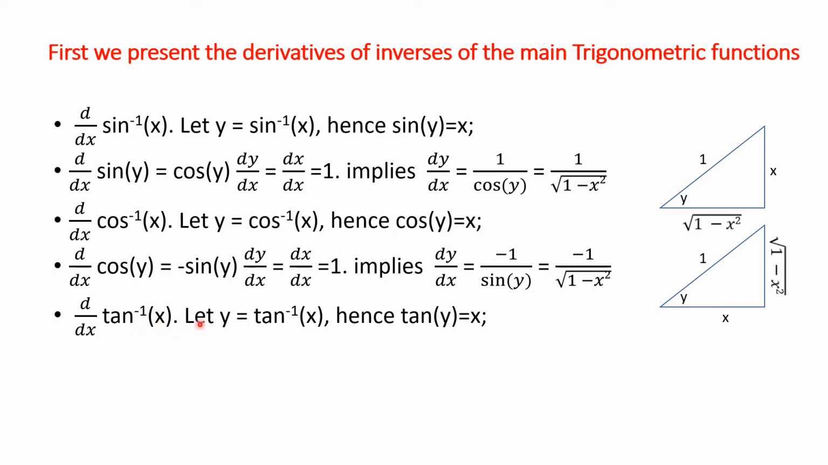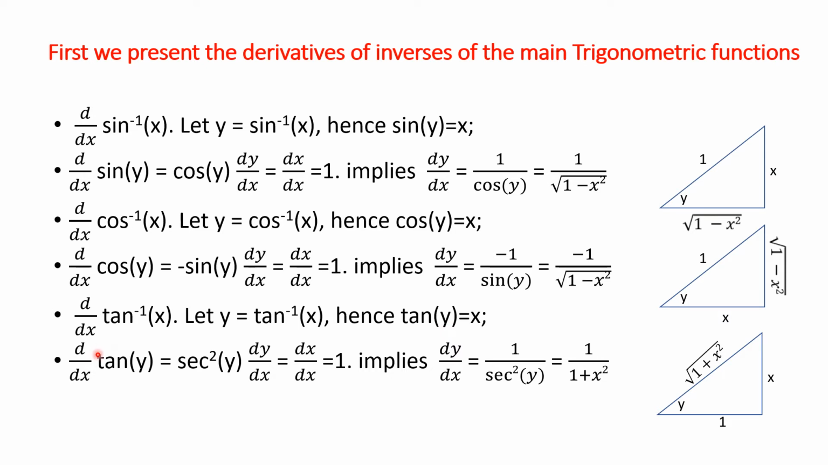Now let's take a look at the derivative of tan inverse of x. We'll go through the same procedure. Let y equal tan inverse of x, hence tan y equals x. We'll get another triangle, and in this situation, tan of y equals x, because tan of y equals the opposite divided by the adjacent. So we will proceed by taking the derivative of both sides.